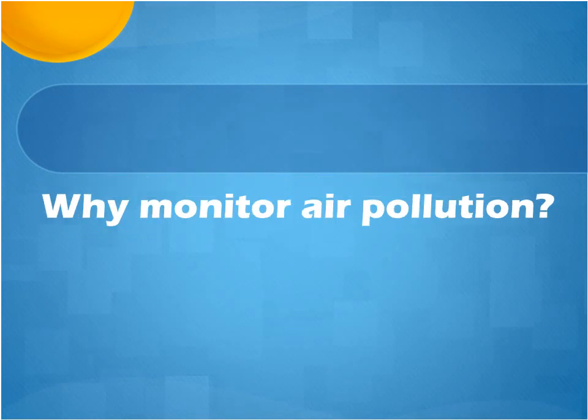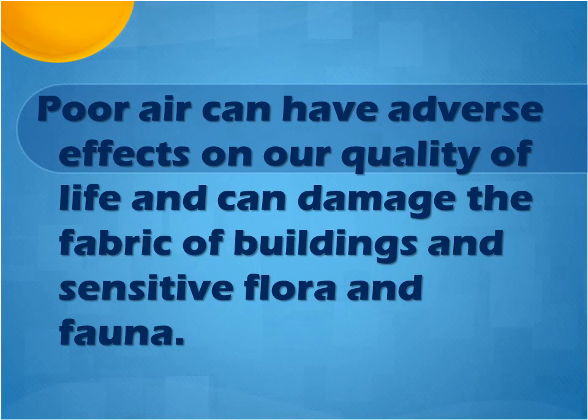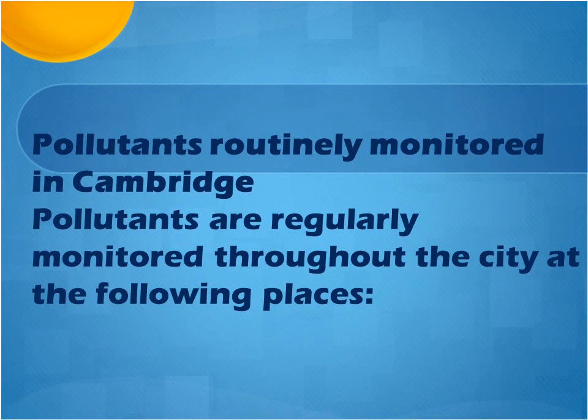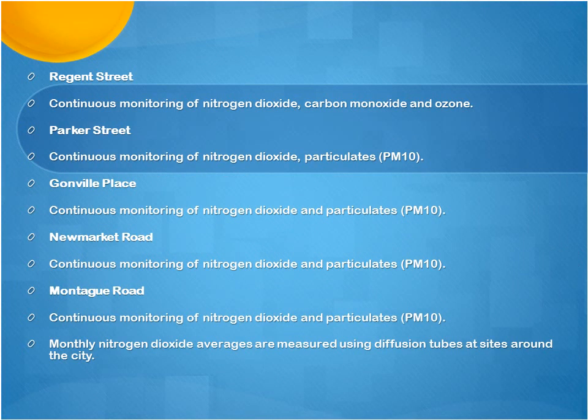Why monitor air pollution? Poor air can have adverse effects on our quality of life and can damage the fabric of buildings and sensitive flora and fauna. Pollutants are routinely monitored in Cambridge. Pollutants are regularly monitored throughout the city at the following places: Regent Street, continuous monitoring of nitrogen dioxide, carbon monoxide, and ozone. Parker Street, continuous monitoring of nitrogen dioxide and particulates.